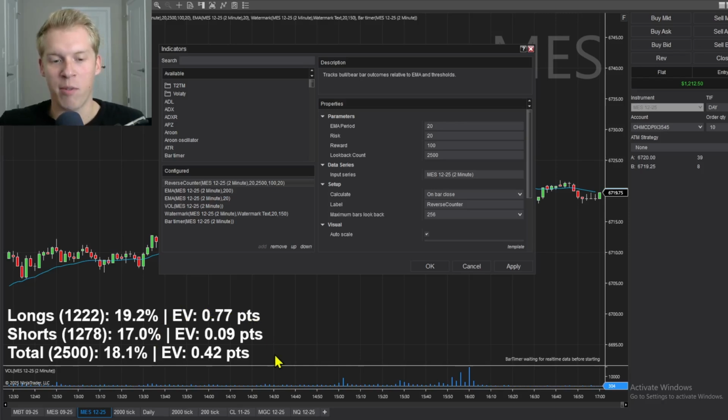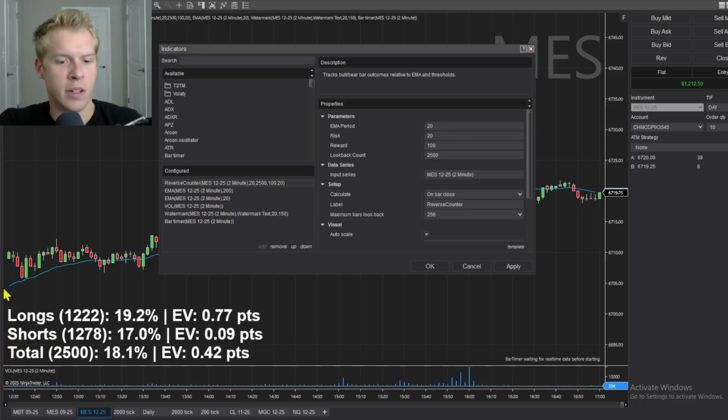So the EV here is the expected value. On average, if it takes a short trade, it'll make 0.09 points, for example. Now, you'll rarely see these numbers actually go negative because, once again, there's a strategy behind the scenes that is very strong in and of itself. So it's almost hard to mess with these numbers to get a negative value down here because the strategy itself is so strong. When it's determining when to enter the trades, that's what's so strong.